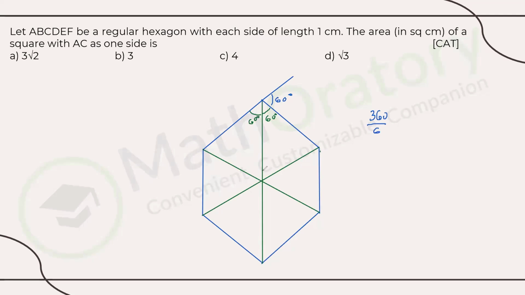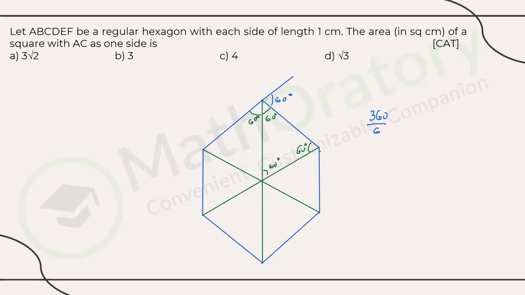So in a regular hexagon, just because of this idea, this is 60 degree, and similarly here also you'll have a 60 degree, leaving 60 degree here. So this is an equilateral triangle, right? So in a regular hexagon, you always form 6 equilateral triangles from the 3 prime diagonals. Prime diagonal is basically the one connecting the opposite vertices.